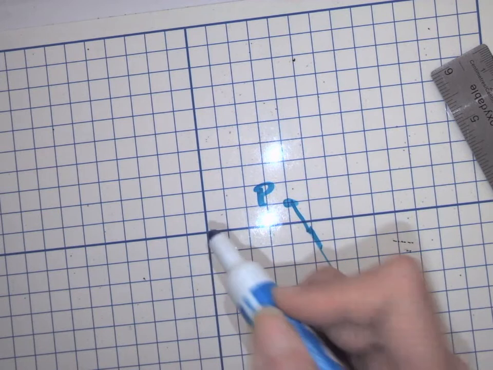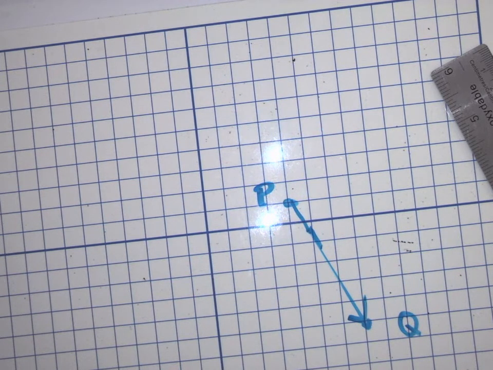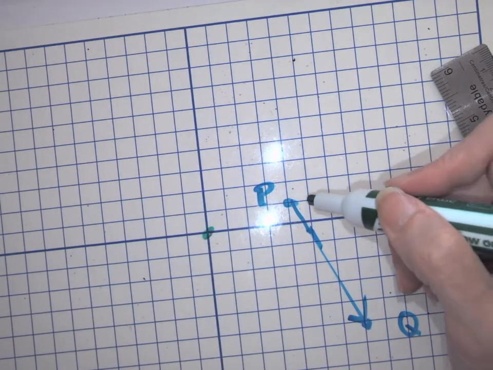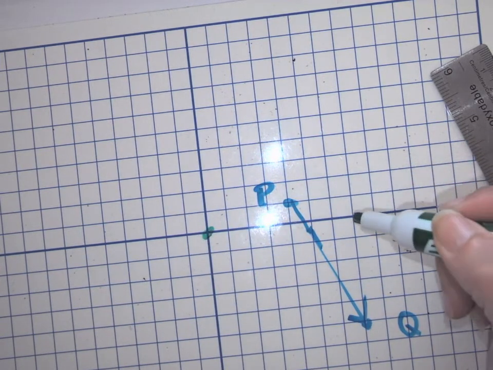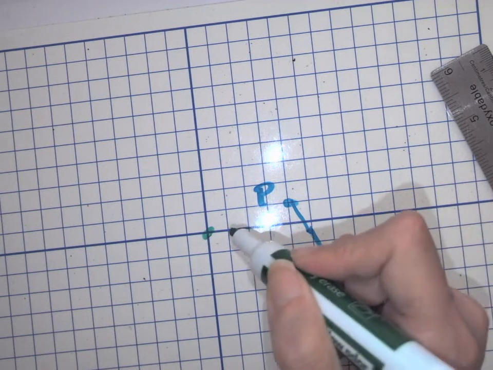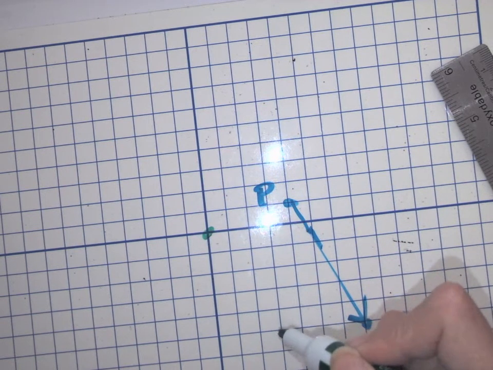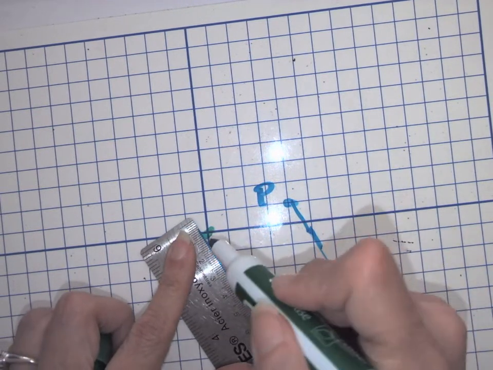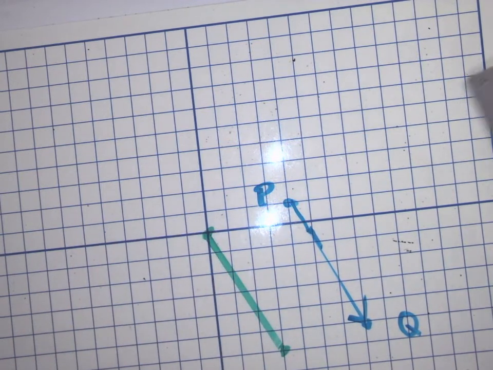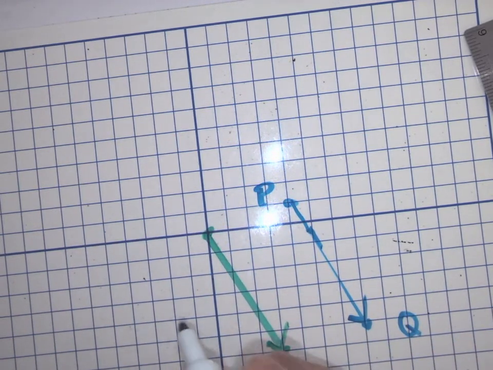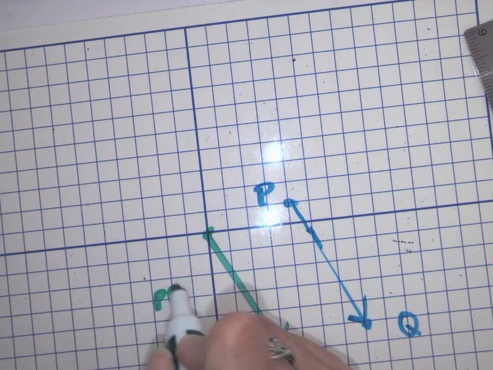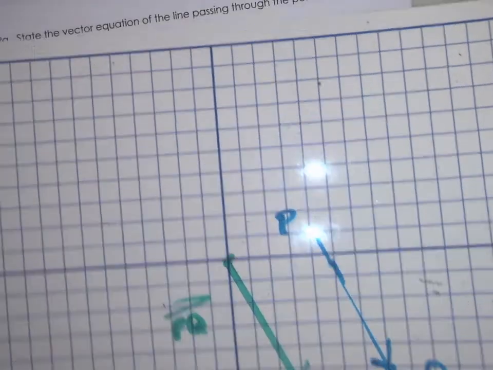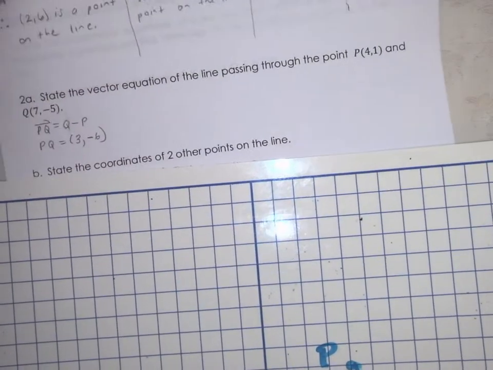And if we wanted to start at 0, 0 instead, then we know we would go over 1, 2, 3 and down 1, 2, 3, 4, 5, 6, over 1, 2, 3, 1, 2, 3, 4, 5, 6. And now we have our direction vector. So this is vector PQ here, or algebraic vector PQ that starts at the origin at 0, 0. And we got 3, negative 6 on here as well.